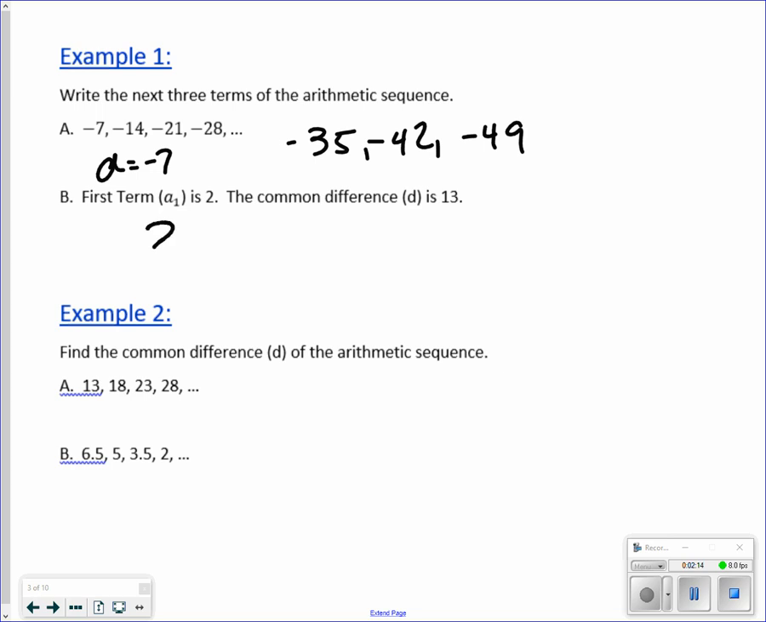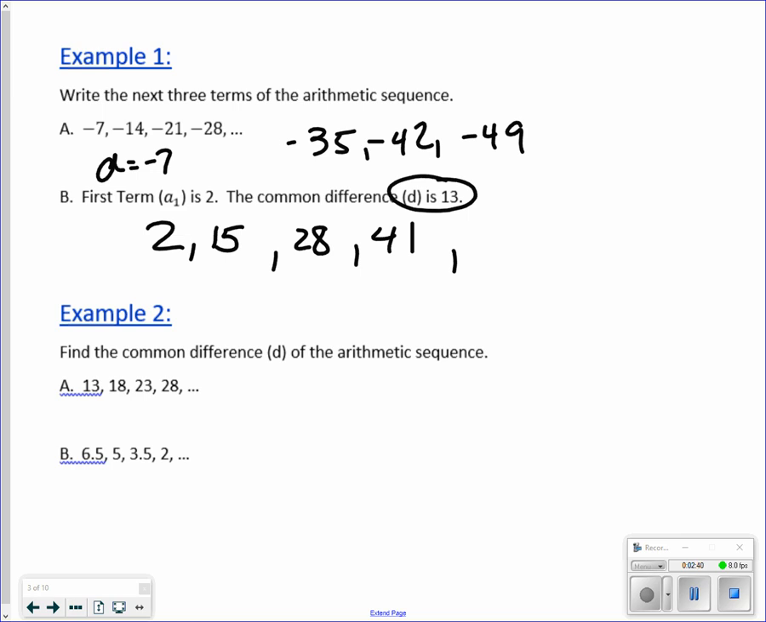They're telling me the first number is 2. So they're not giving me all the numbers. They're just giving me a sub 1, and they want to know what the next 3 numbers would be in the sequence. And they're telling me that the common difference is 13. So that means they're adding 13 each time. So I add 13, and I add 13, and I add 13, and dot, dot, dot. But again, they're only asking me to do the first 3.